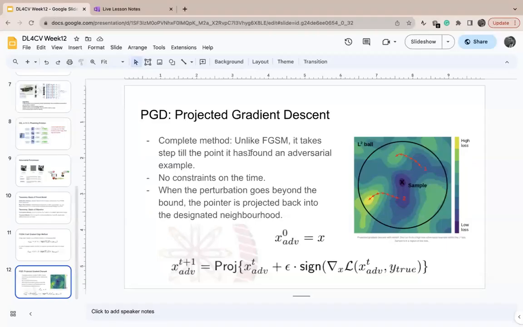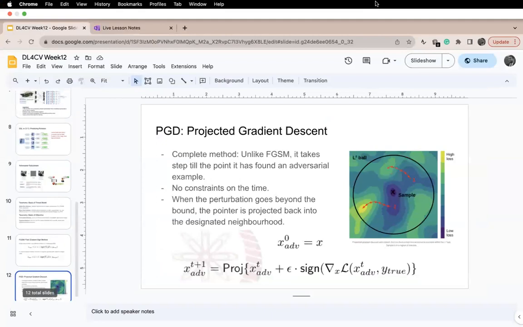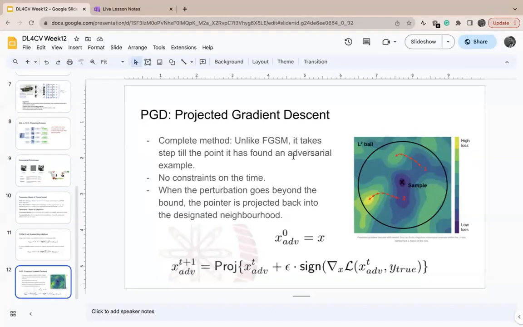If you see the formula here, complete method, unlike FGSM, it takes steps till the point it has found an adversarial example. Earlier in the FGSM, it will just take one step. If there is no adversarial example, it will just skip it. But here, it'll go until you find the adversarial example. There is no constraint on time. You're allowed to search for it.